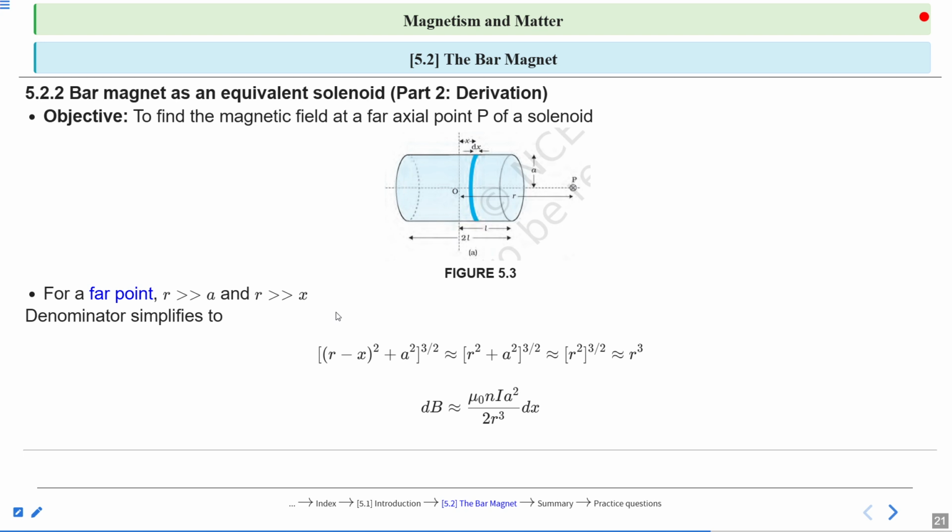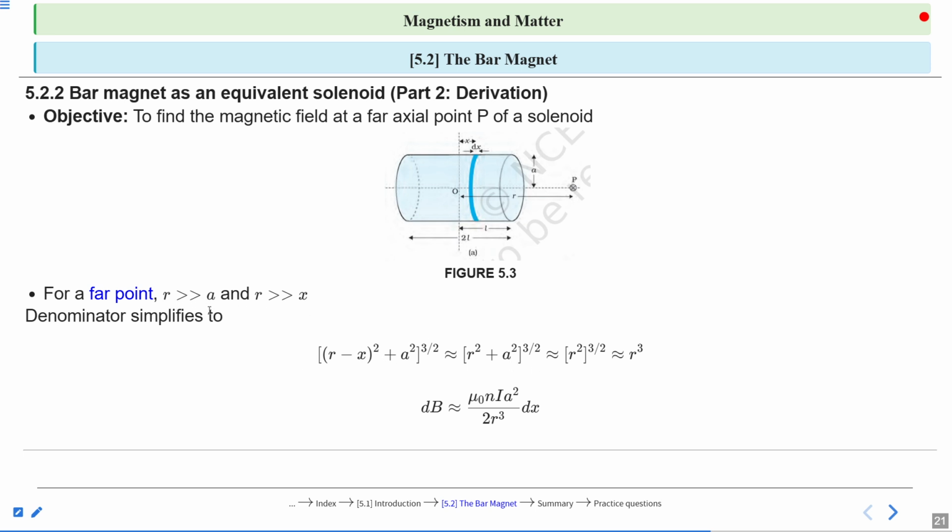So the denominator will simplify to what? In the denominator, (r minus x) squared plus a squared, raised to power 3 by 2. Such that r is much greater than a and much greater than x. So x can be neglected and a square can be neglected also. So r minus x will result in r. So it will result in (r squared plus a squared) raised to power 3 by 2.